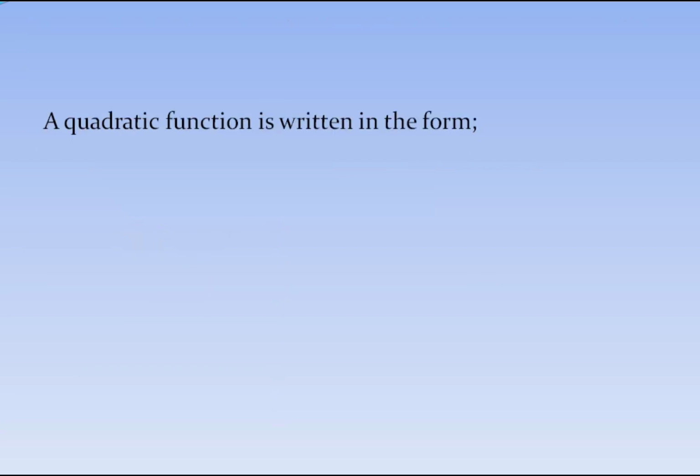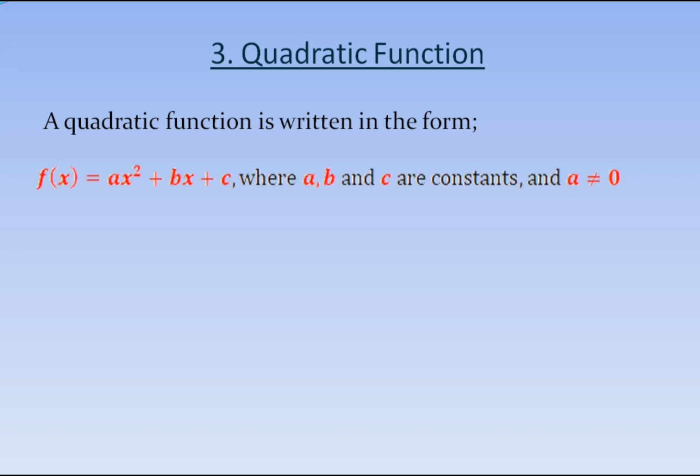So let's look at our third type, which is the quadratic function. A quadratic function is given in the form f(x) = ax squared plus bx plus c, where a, b and c are all constants and a shouldn't be 0. Why are we saying a shouldn't be 0? The moment a is 0, this function ceases to be a quadratic function. In that case, it becomes a linear function.